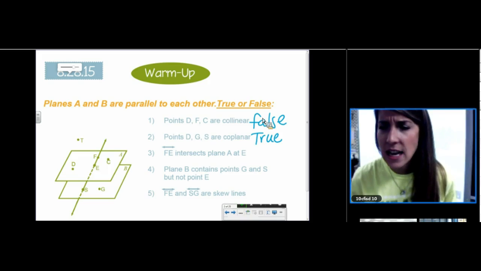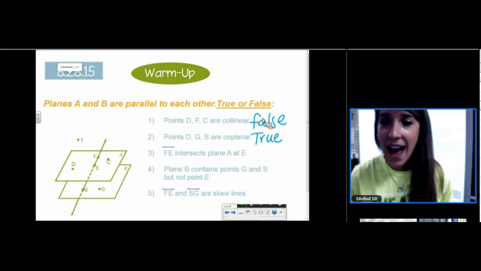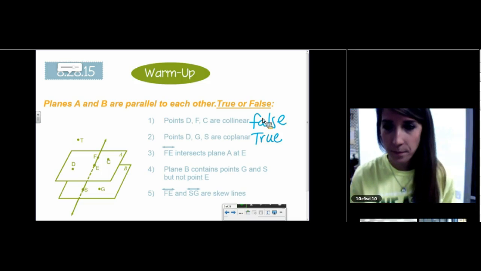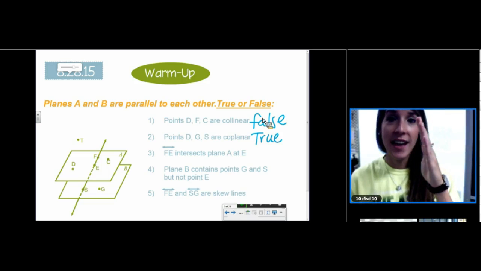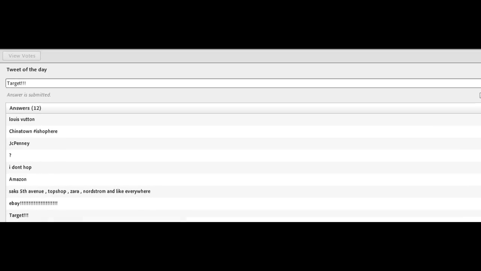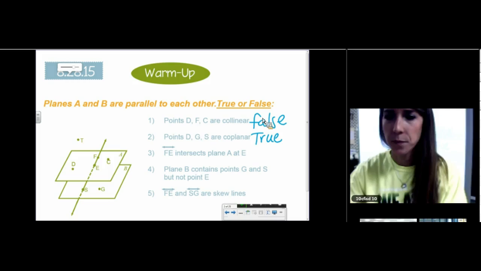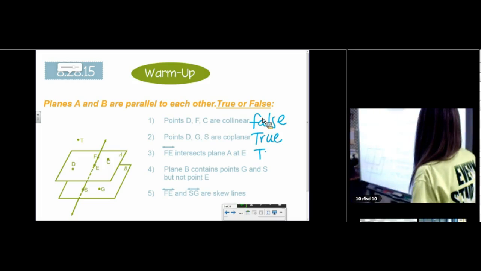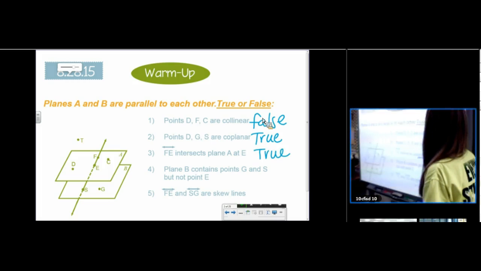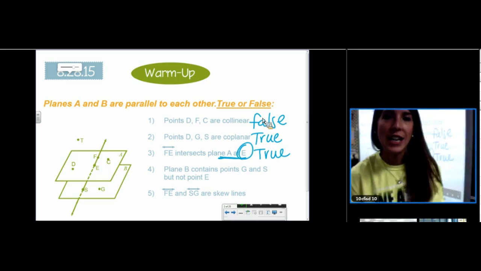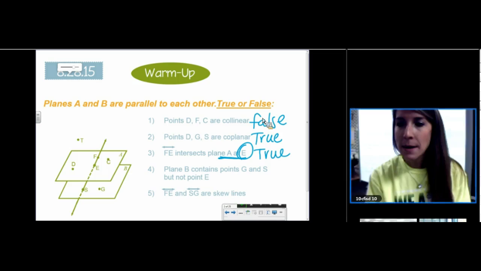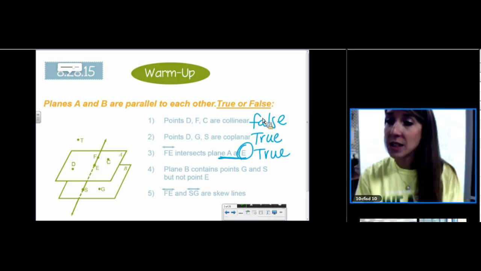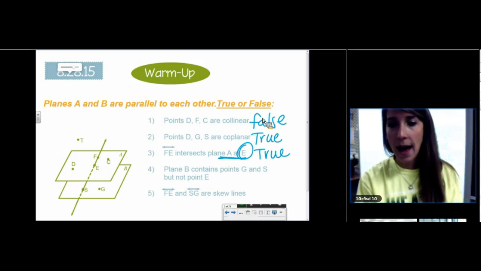Number 3. Line FE intersects plane A at point E. Now, point E is where the line goes from solid to dotted or dashed. So we know it is true because that's where the line intersects the plane. It goes from solid to dashed. Number 4. Plane B contains points G and S, but not point E. What do you think about that?